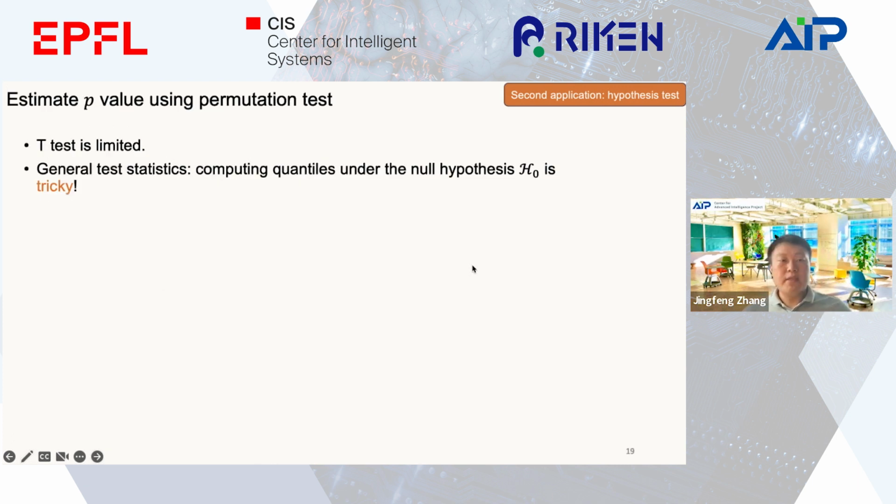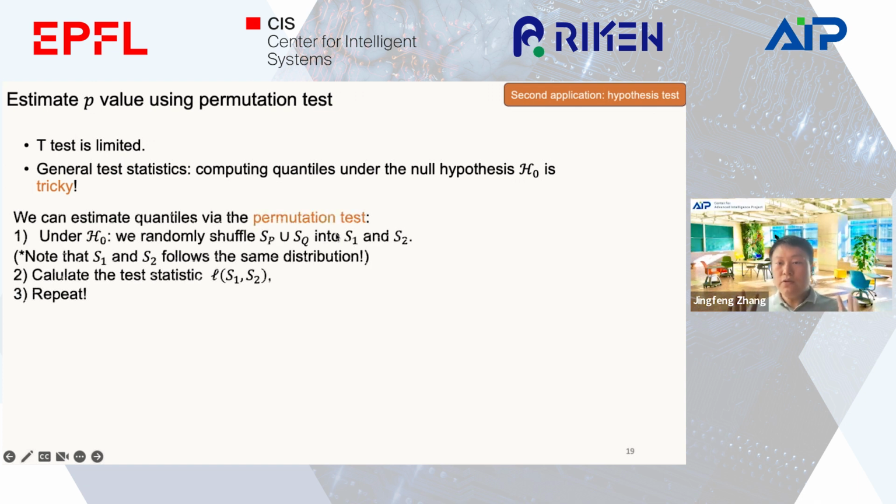In practice, the t-test is very limited, which cannot handle complex distributions. Therefore, we need to use general purpose test statistics. However, computing quantiles of general purpose test statistics under the null hypothesis is very tricky. To solve this, we estimate the quantiles using the permutation test.